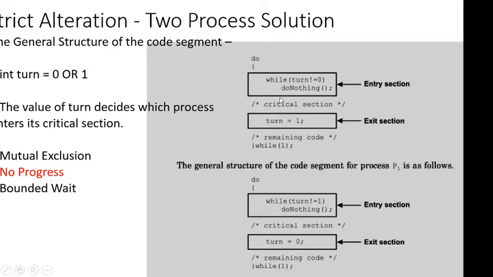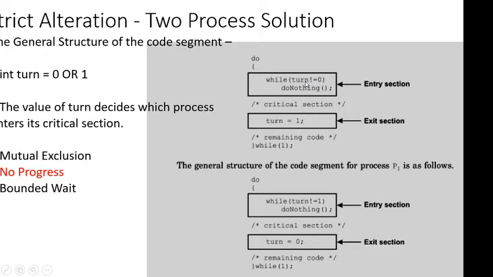So when program zero runs, the while loop keeps running until this becomes false. The moment this becomes false, it goes to the next line. Okay, so it comes first and checks whether turn is zero or not. So say for example turn is zero. The value of turn can be zero or one. So let's just take the value of turn as zero. The process zero wants to go into its critical section. First thing it does is check whether the value of turn is zero or not.